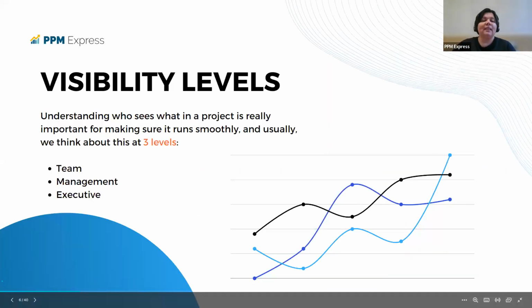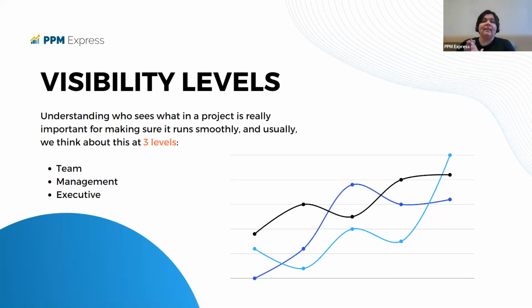Okay. So at the team level, it's all about knowing what you are doing and when. Everyone on the team needs to know what tasks they have, when they need to finish them, and how their tasks are connected to others. This helps everyone to work together better, to meet deadlines, and to tackle any problems as they pop up.